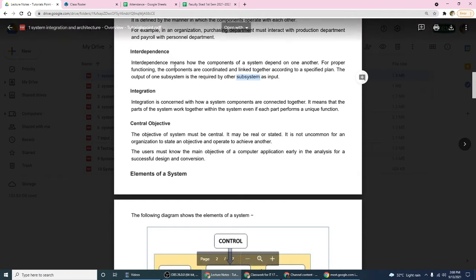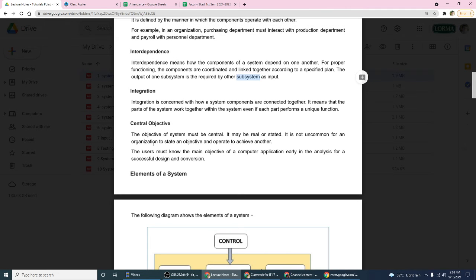After the analysis, you will come up with an objective, and then based on that objective, you will come up with a solution, and that solution is the features of your system or the proposed system.